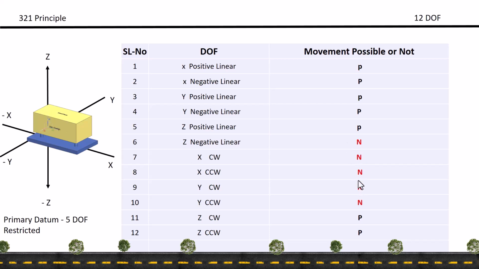So the part will not move. These things are easy to understand. So for the primary datum, 5 degrees of freedom are restricted. This is 5 degrees of freedom: the negative linear, x clockwise and x counterclockwise, and y clockwise and y counterclockwise. These movements are not possible. 1, 2, 3, 4, 5. This is the primary datum restriction.